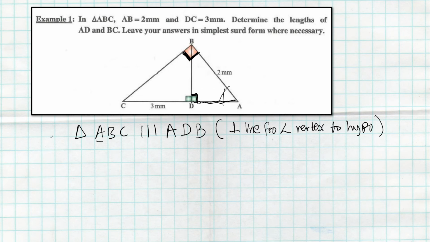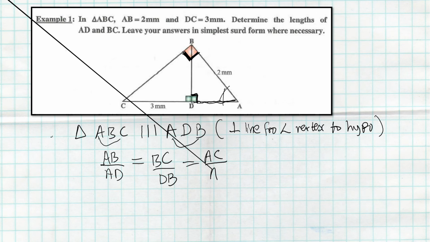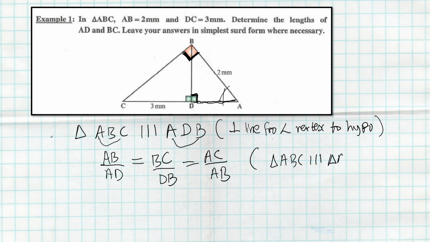To proportionality. We can then move to proportionality to say AB over AD will be equal to BC over DB, which will be equal to AC over AB, right? So that is our proportionality, because we have proven that ABC is similar to triangle ADB. So you don't need to prove whether they are similar.